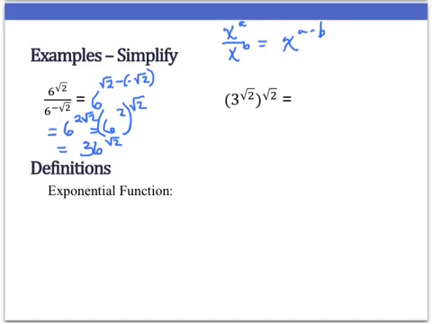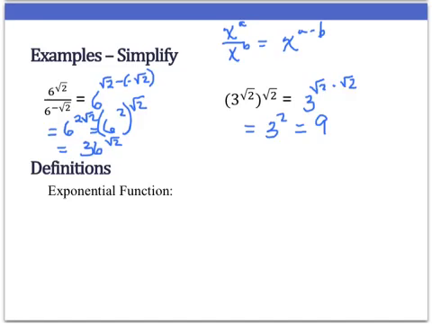We have a power to a power. So when we have a power to a power, we're going to multiply those two powers together, like that. And we can look at that as 3 to the square root of 4, but the square root of 4 is just 2, and this answer is 9.